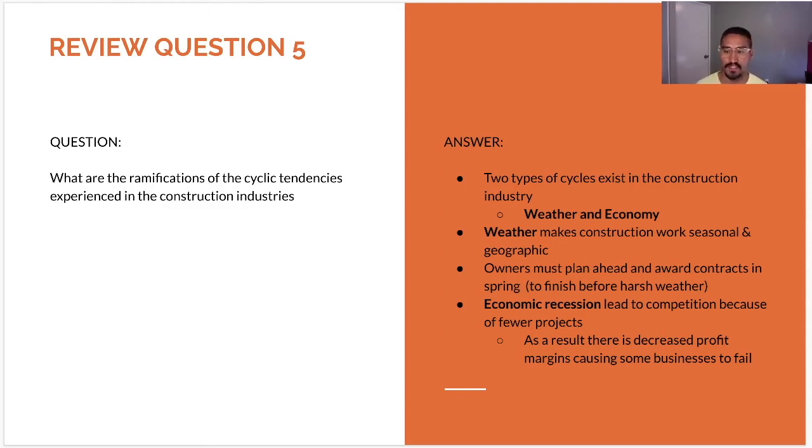Weather makes construction seasonal and geographic because in months like December, when it's raining or snowing, there's no construction being done because you just can't do it. And so owners must plan ahead and award contracts in the springtime to finish before this harsh weather.